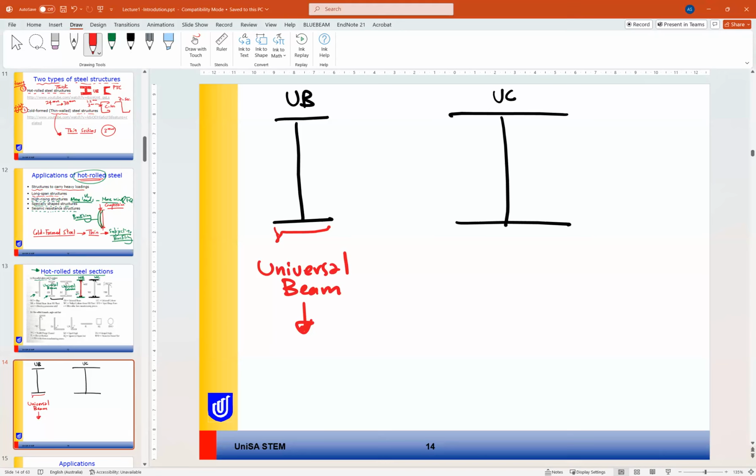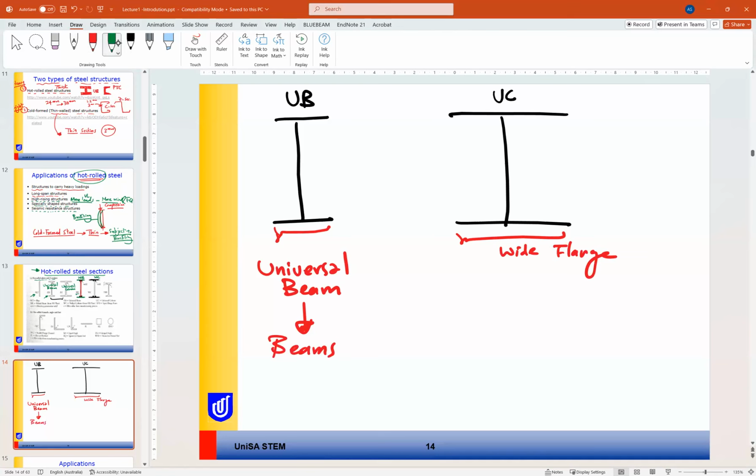So we have narrow flange width, but here we have wide flange width. This is because of the use of each of the sections. So universal beam is mainly, or the most appropriate use is beams.